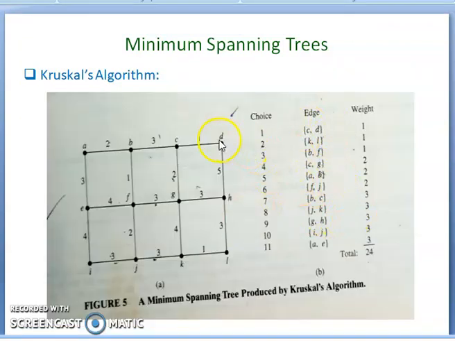So the diagram is: 1, 2, 3, 4, 5, 6, 7, 8, 9, 10, 11. These are the edges corresponding to the minimal spanning tree. This is the minimal spanning tree according to Kruskal's. These are the 11 edges you consider.